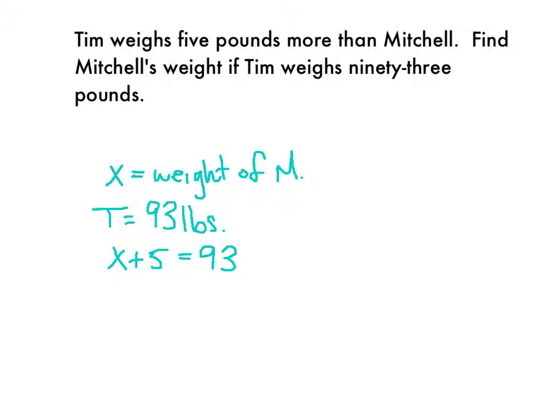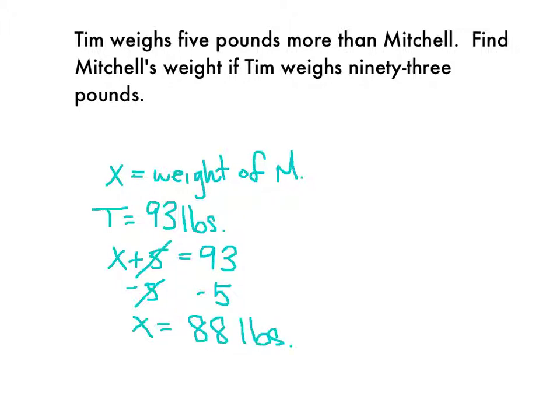How do I find out what Mitchell weighs? And again, we have to think back. This is always an important piece. You have to think back to what the variables are representing. So X represents Mitchell. So in this case, I have to find out what X equals. You can change it to 93 minus 5 equals x. Good. So isolate the variable. These cancel. And then I'm left with X equals, and then whatever 93 minus 5 is, which is what? 88. So I have 88 pounds.